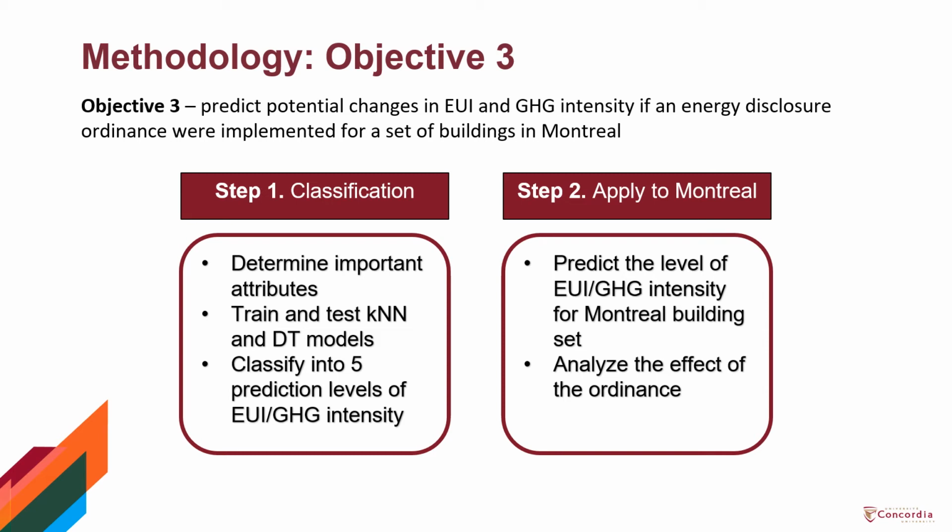We'll evaluate the performance of the KNN and decision tree algorithms, and the final model will be used to classify the EUI and GHG intensity for a set of buildings in Montreal. An analysis of the prediction made by the model would determine the expected effect of disclosure ordinance for the city.